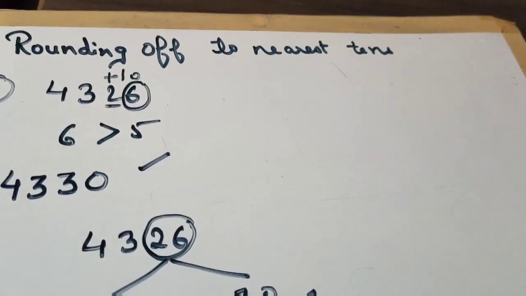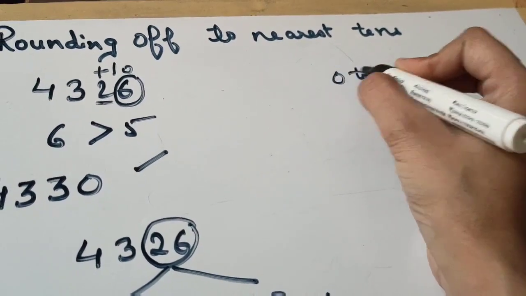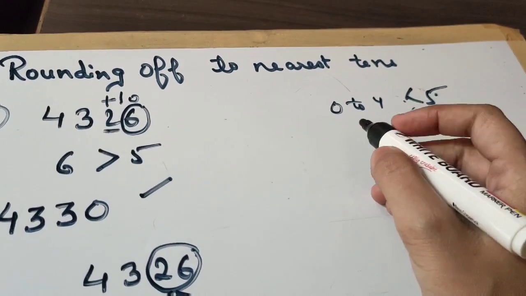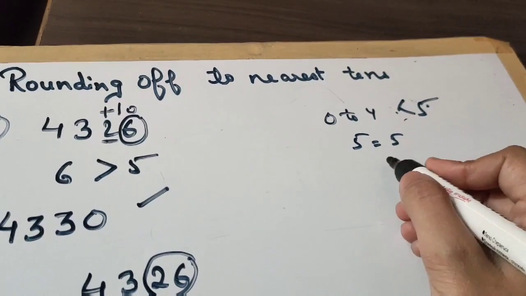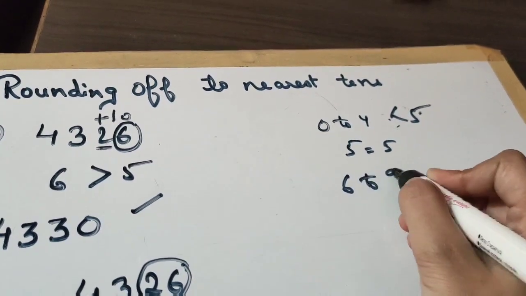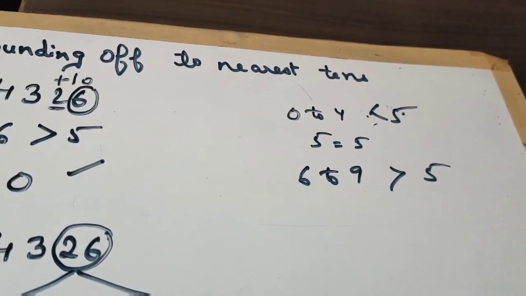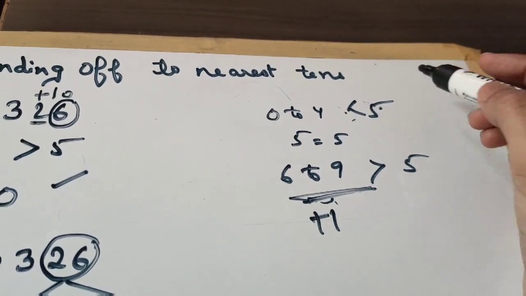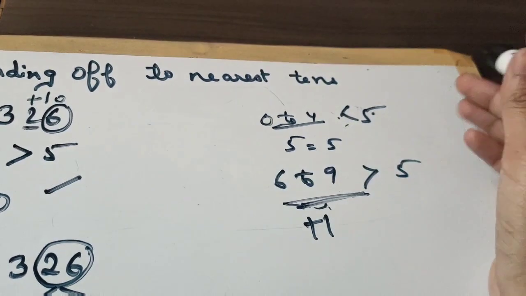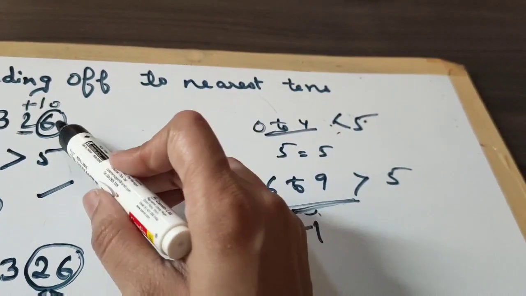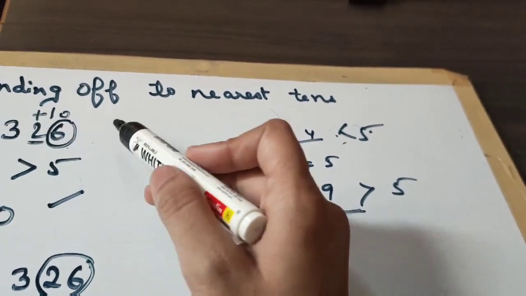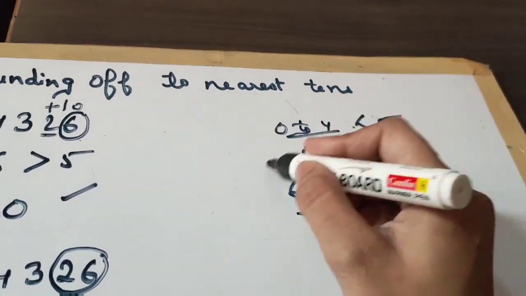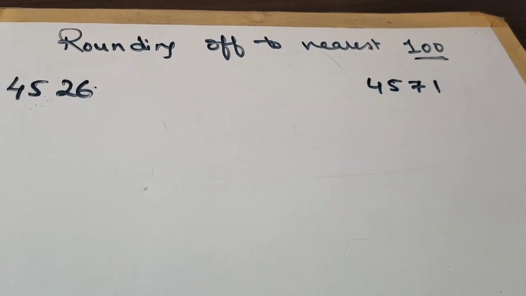And one thing you have to remember: when the numbers are 0 to 4, that means they are less than 5. And when the number is 5, equal to 5, or any number like 6 to 9, they are greater than 5. So whenever we are checking these numbers, we have to do +1. When it is 0 to 4, we don't change the number. Whenever we are doing tens place, we will write 0. If we are doing 100 place, then there will be 00. And when we are doing 1000, there will be 000. And when there is 5, then also +1. Now rounding off to nearest 100.